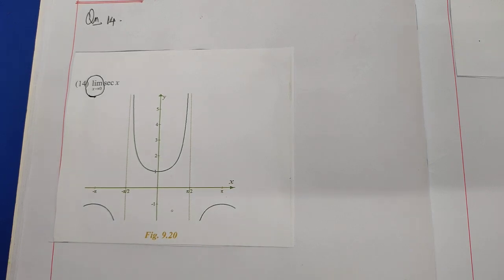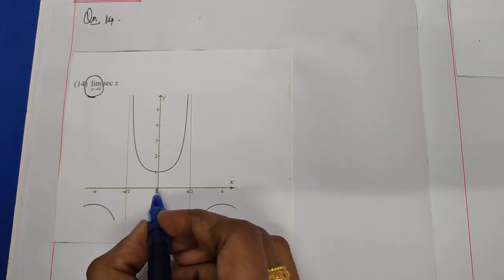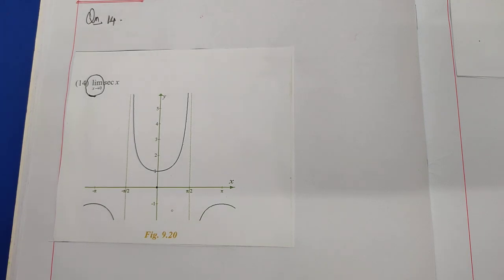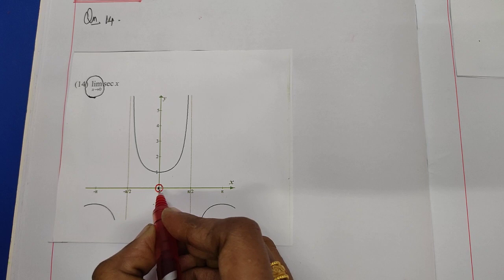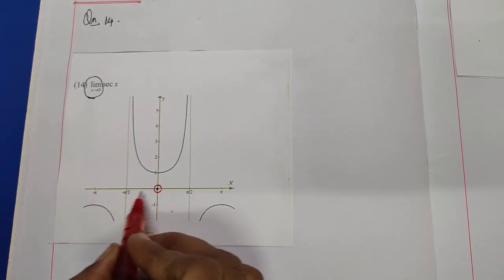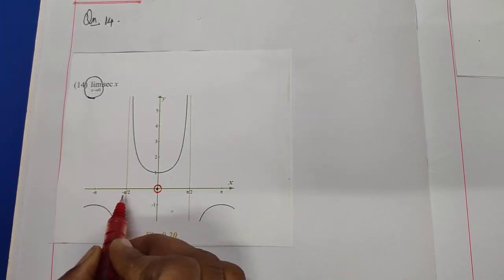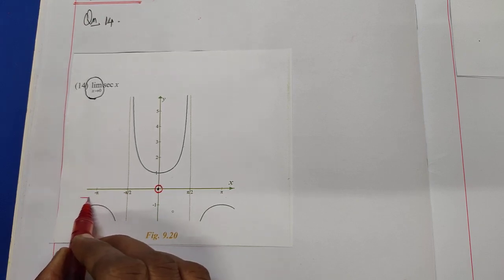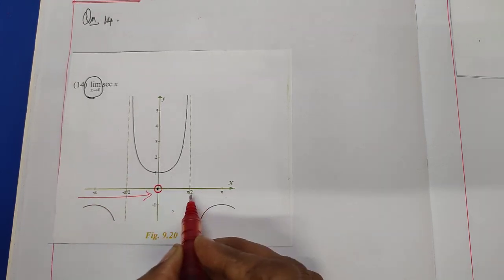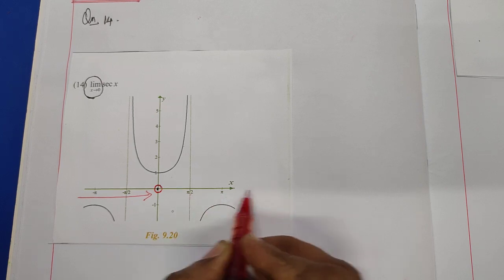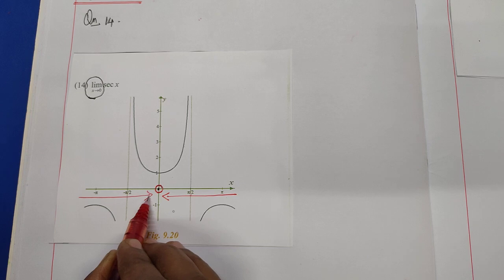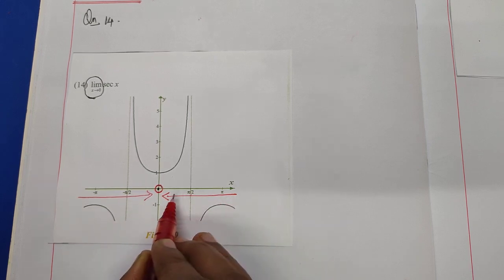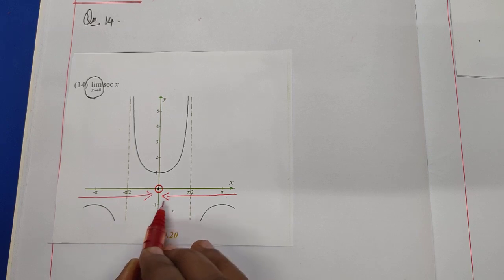The position of 0 on the x-axis is at this point. All the points leftwards of this 0, minus pi by 2, minus pi, are to the left of 0, and plus pi by 2, plus pi, are to the right of 0. This arrow mark represents leftward approaches, and this arrow mark represents rightward approaches.